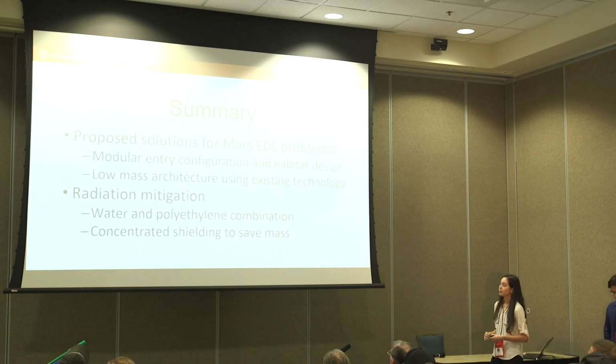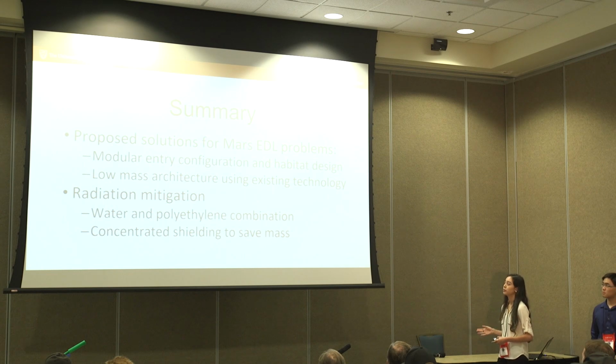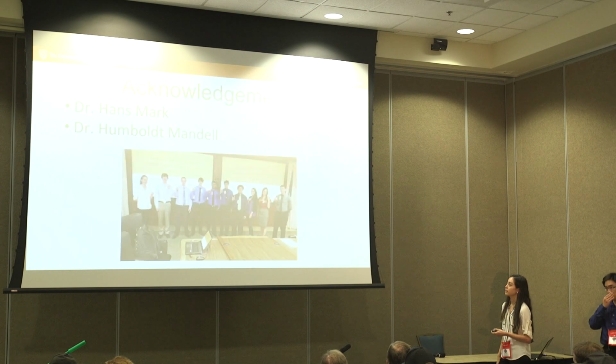So, just as a summary of what we talked about today, we proposed pods for the entry of the human part of the crew mission, and then for habitat design, modules. And this is all based off of what has already been sent to Mars, so it can work. And then in terms of radiation mitigation, we want to use water and polyethylene and concentrate it around a fixed area to conserve mass.